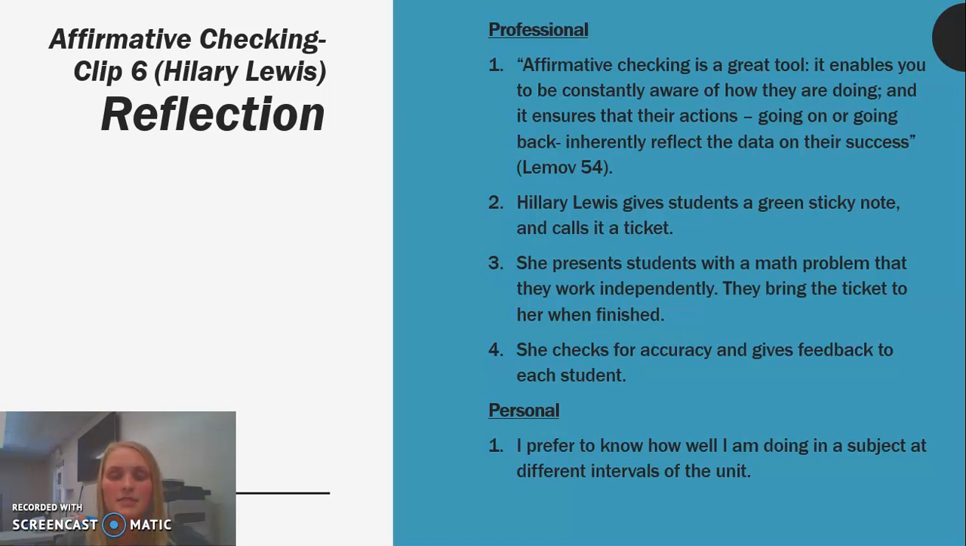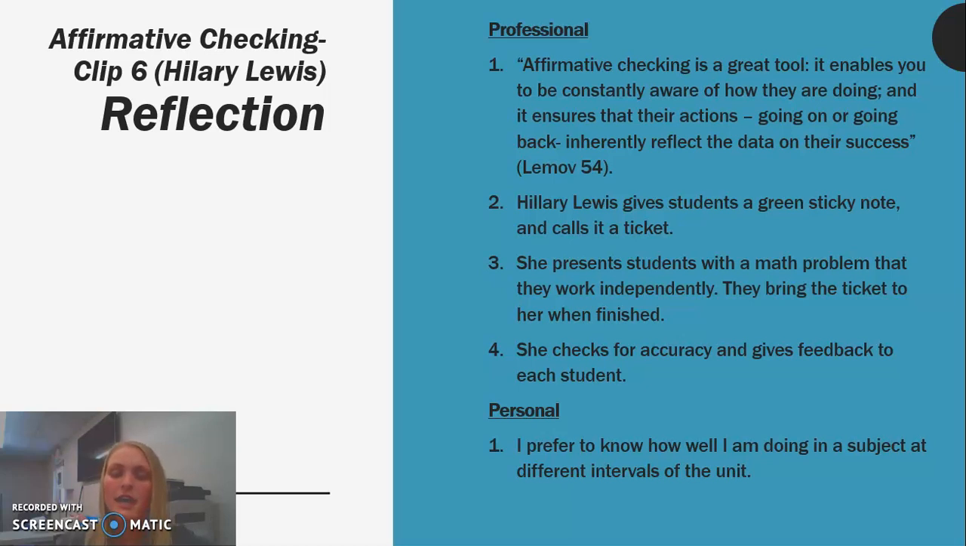She presents the students with a math problem that they get to work independently, and they get to bring the ticket to her when they're finished, and she checked every one, and she gave positive feedback to each student. Good job, you can move on. Even at the very end, one student had done the problem incorrectly, and she just said, you did your own work, and that's great, but can you please work the problem that's on the board? And so she never scolded them or made them feel bad.